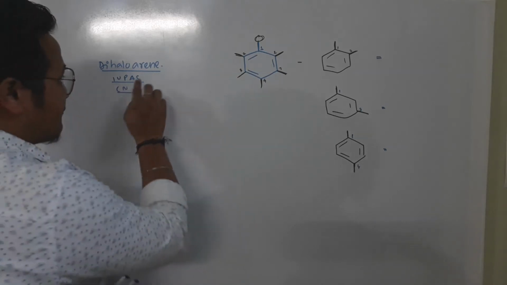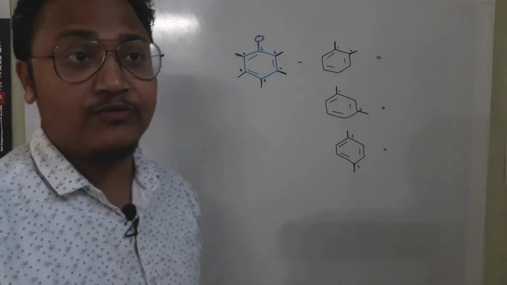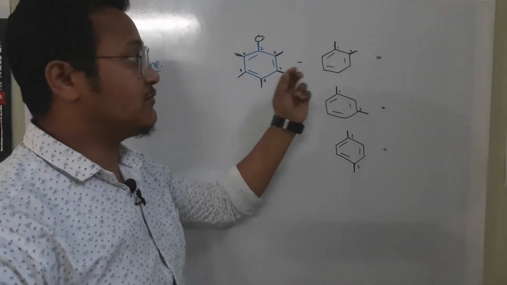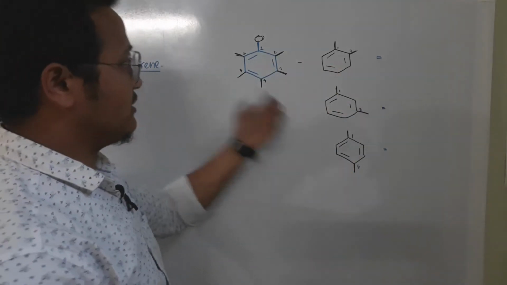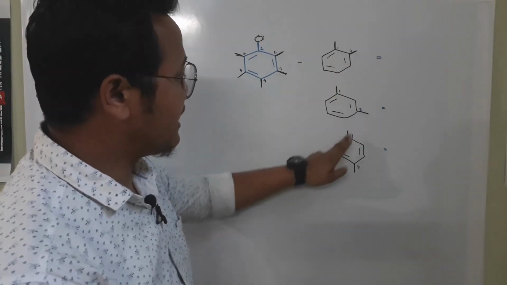First of all, when we are talking about the IUPAC name, we have to write the positions of the substituted groups or the halogens, whatever. It is applicable in all cases, not only in the case of halogens. So here we have 1, 2, 1, 3 and 1, 4.